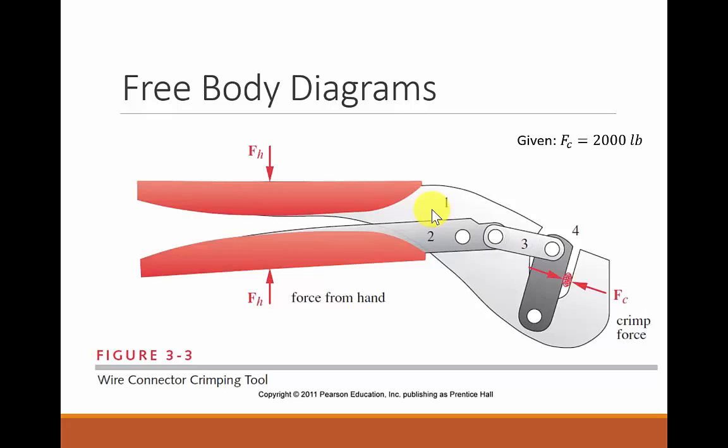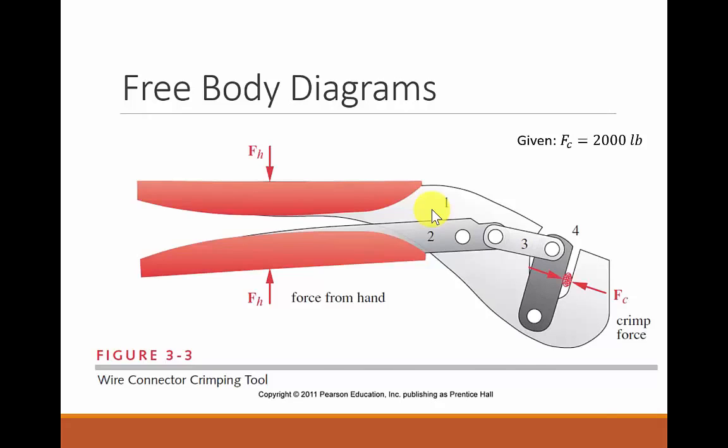Now we're already seeing some assumptions jump in there. If I grab hold of a pair of crimping tool, I probably can't apply a point load very well to exactly that location. But for the sake of analysis, and especially for the sake of building free body diagrams, let's assume that we can make this assumption fairly accurately. Okay? So what we're looking for is how hard does a person have to squeeze in order to produce a 2,000-pound crimping force at that location.